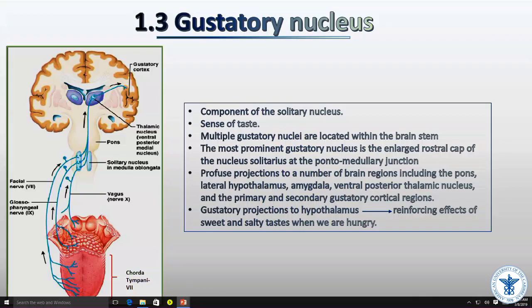Now, when you look at taste, taste has certain areas, like I mentioned, of the solitary nucleus, which is called the gustatory nucleus. So if you hear this word, just understand and remember that it's part of the solitary nucleus. It's not an individual nucleus for taste, it's part of that. And it's got projections which go all the way up to the hypothalamus and so on.